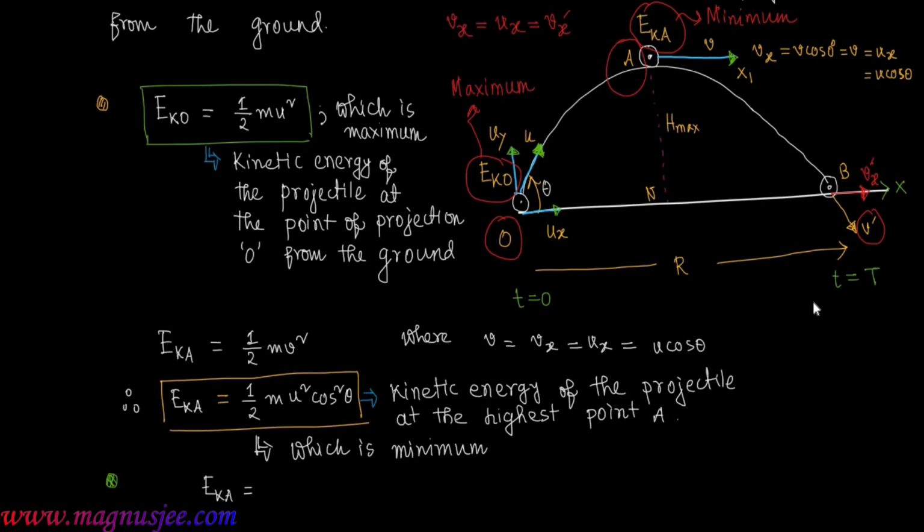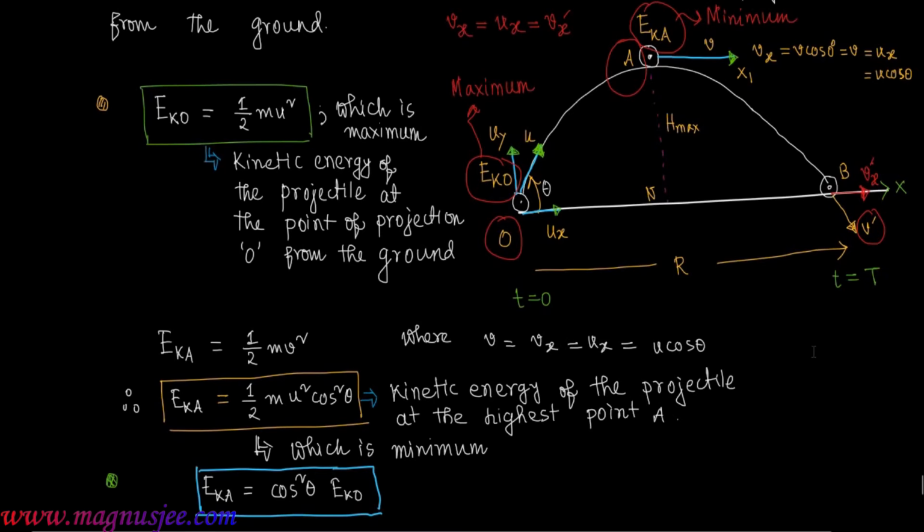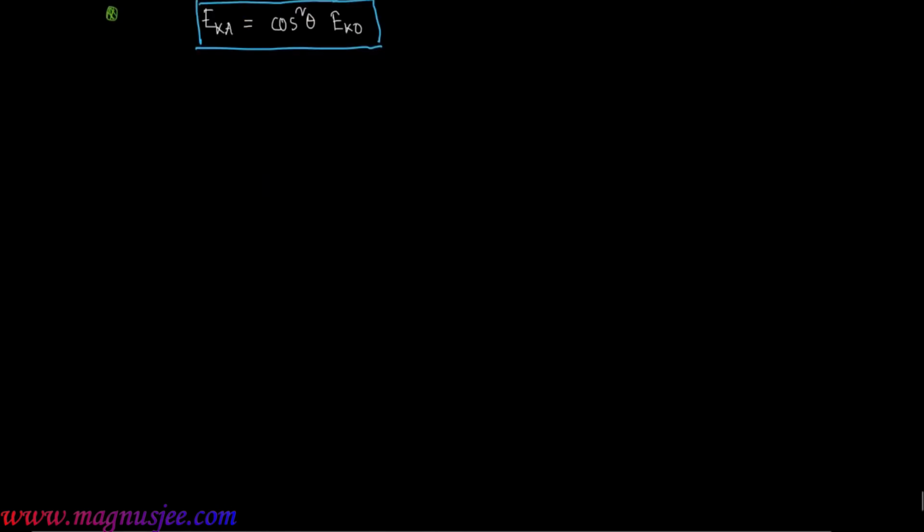And what is the relation between EKA and EKO? So obviously EKA is equal to cos square theta times EKO. Minimum kinetic energy EKA is equal to cos square theta times EKO, where EKO is the maximum kinetic energy.